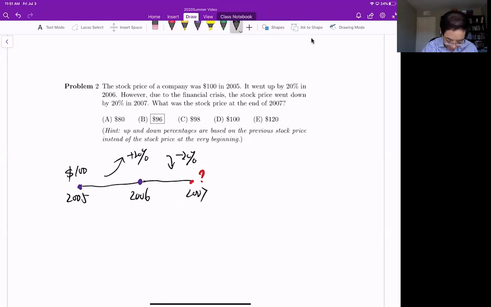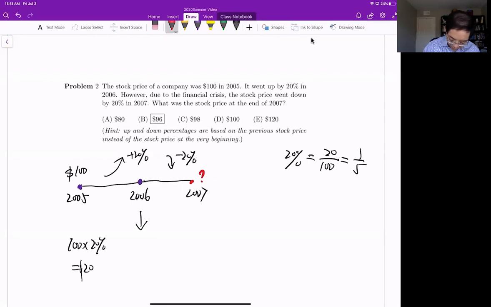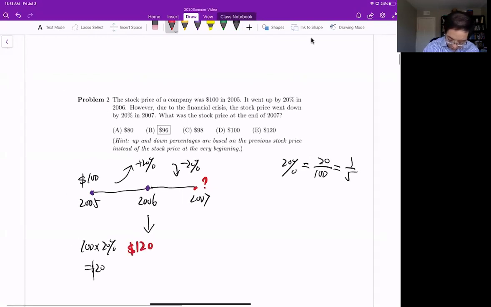In the year 2006, it goes up by 20%. Recall, percentage is just a special fraction. So it's 20 over 100, which is just 1/5 if we reduce this to a simple fraction. So in 2006, it goes up by 100 times 20%, which is $20. So it's increased by $20, and this one will be $120. This is for the beginning of 2006.